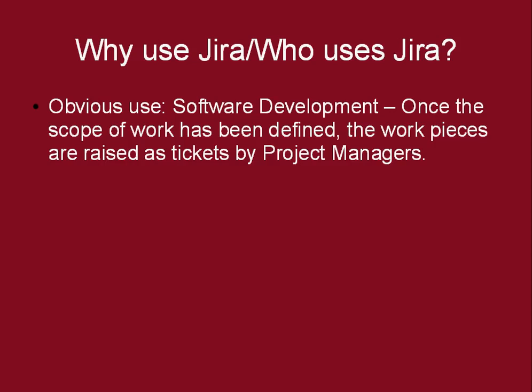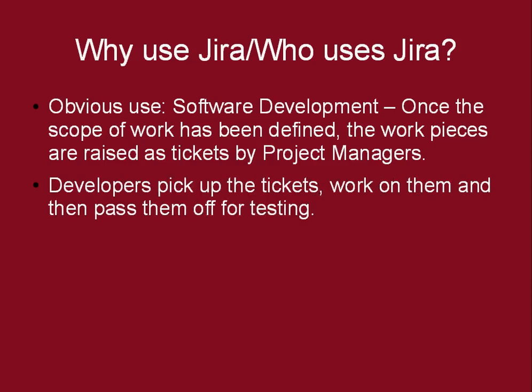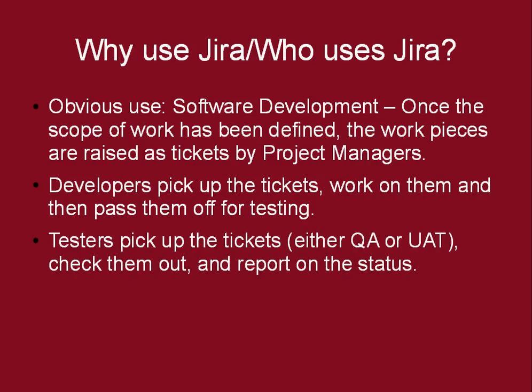Okay. Next up, developers pick up the tickets, they then set to work on them, and then when they're done, they pass them off for testing. At that stage, a tester would come along, check them out, do their tests, and then say, okay, I'm happy with that, that's accepted, and that ticket can be closed or deployed or whatever your next status is.